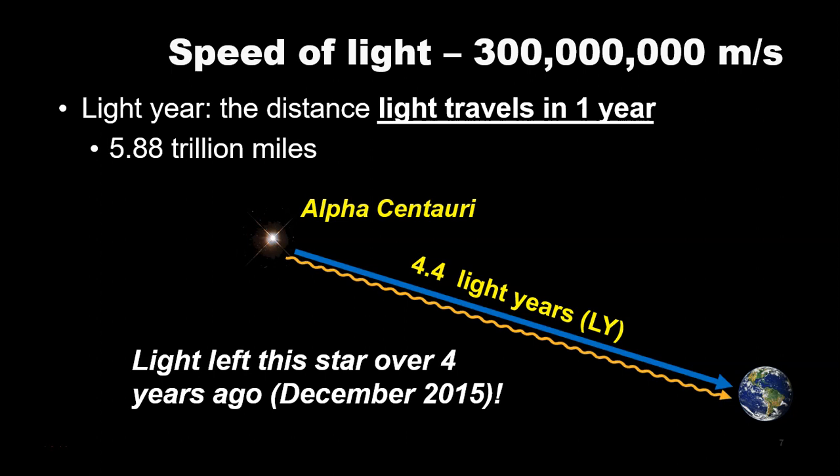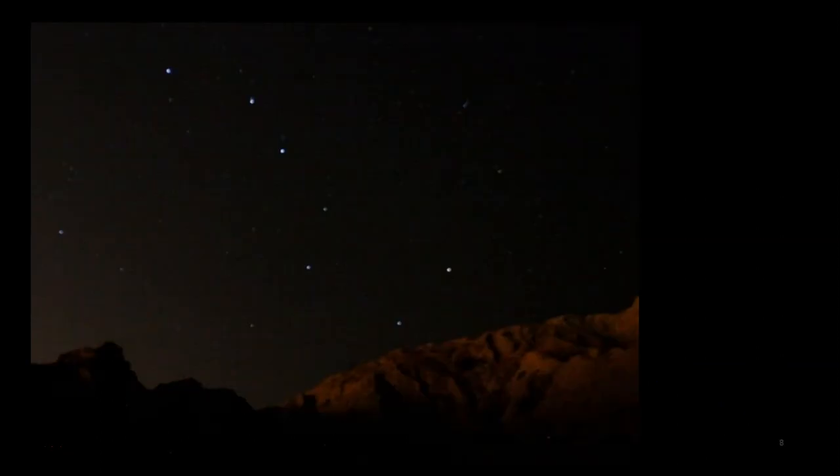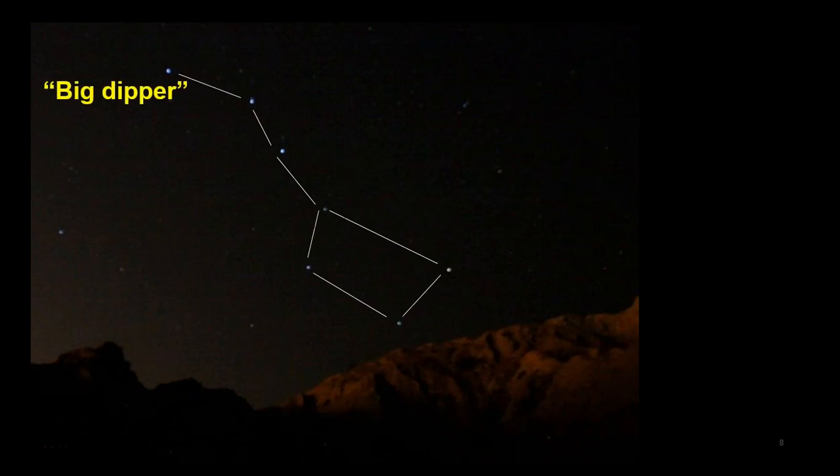4.4 light years away. Let's zoom out a little bit more. Here's something that might look familiar to you. This is a constellation in the northern sky typically, and it's called the Big Dipper. There's one star in the Big Dipper that we're going to pick out, and it's called Merak.